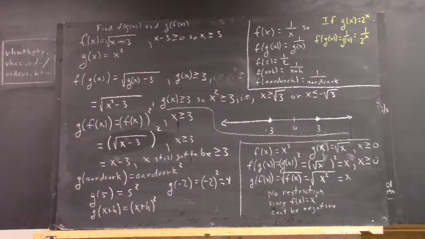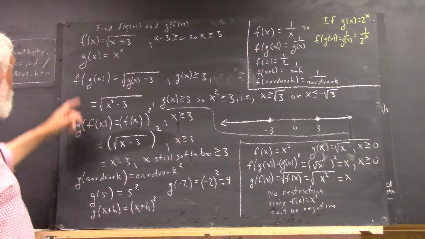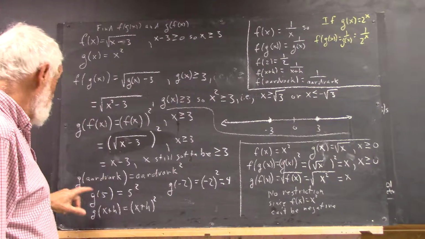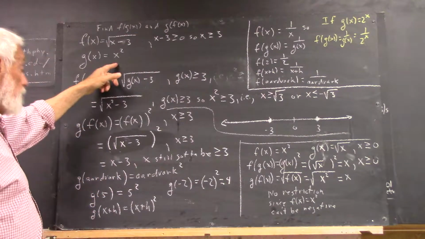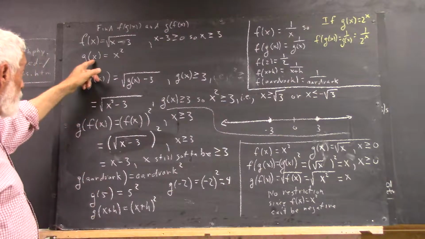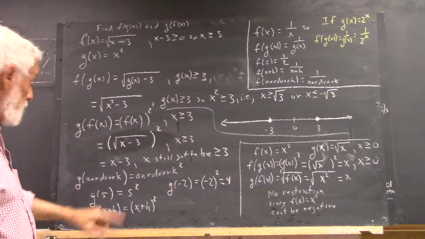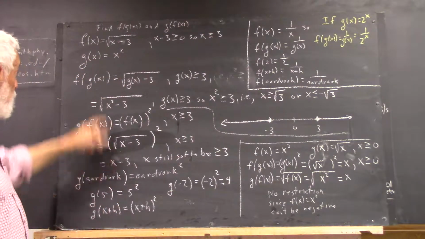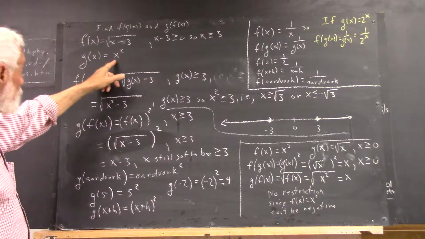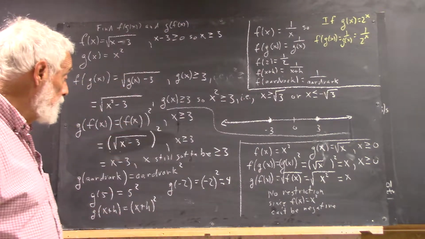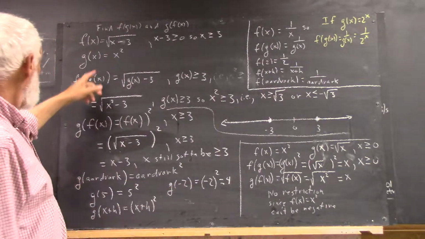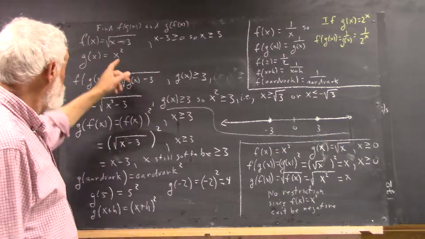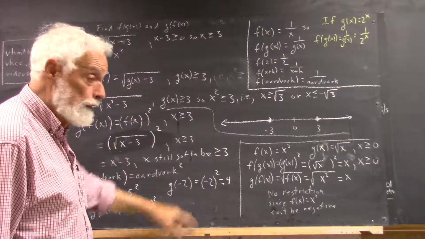And to emphasize this, we said, okay, to get g of f of x, what do we do? Well, g of aardvark is aardvark squared, because g of x is x squared. G of 5, well, if x is 5, then we get 5 squared. G of x plus h, we've got to have x plus h here, x plus h squared. G of negative 2, okay? X is now negative 2, so x squared is the square of negative 2.